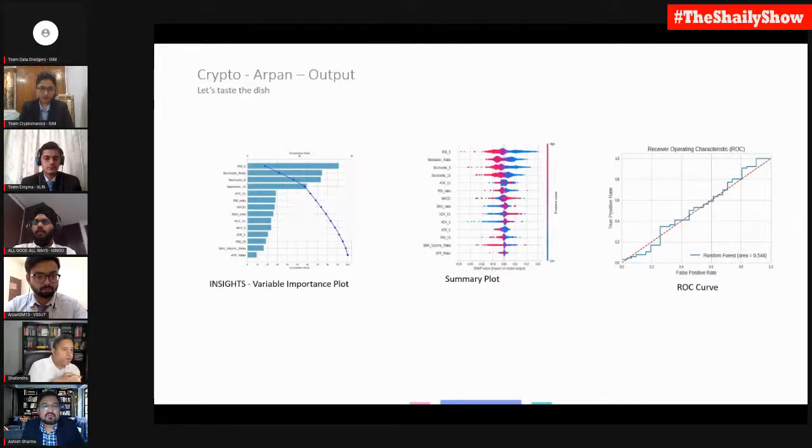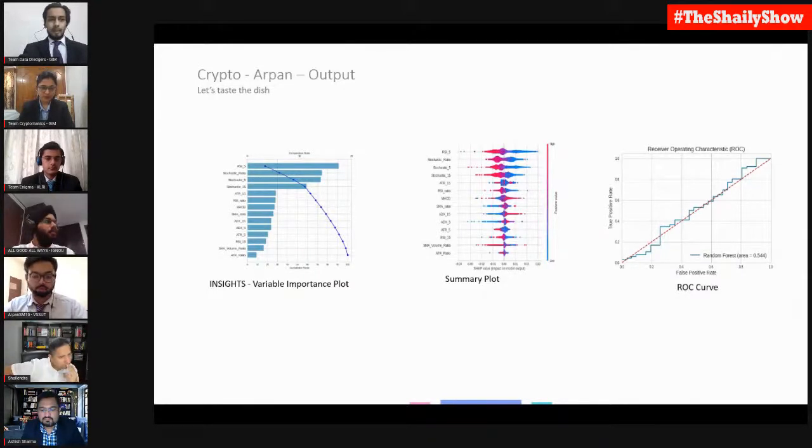Okay, one question to you very quickly, before we go next, to all the four participants so far: what is the average accuracy level that you've seen so far with your models? I'll start with Arpan.